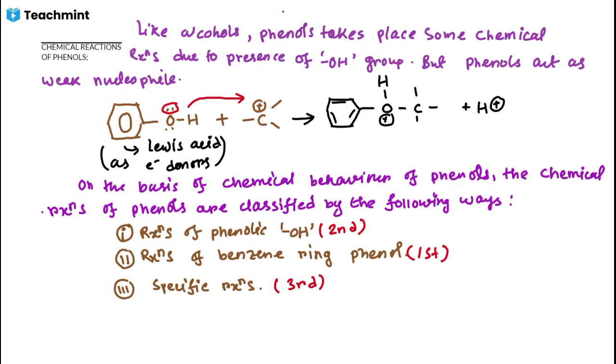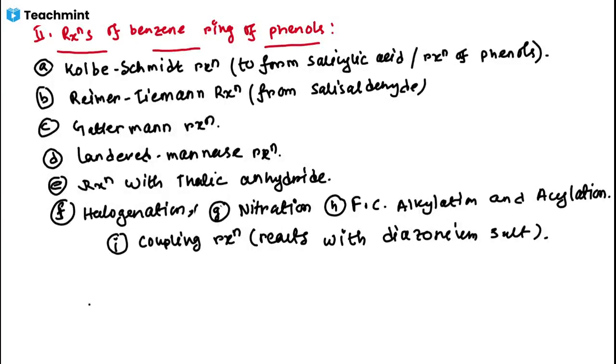The reactions of the benzene ring in phenol include the Kolbe-Schmitt reaction, Reimer-Tiemann reaction, Gattermann reaction, Lederer-Manasse reaction, and the reaction with phthalic anhydride. Also halogenation, nitration, Friedel-Crafts alkylation, acylation, and the coupling reaction, when phenol reacts with a diazonium salt. Today's hot topic is the Kolbe-Schmitt reaction and its applications.